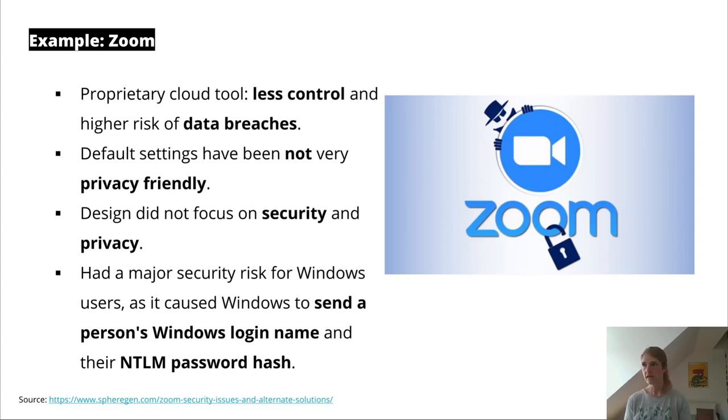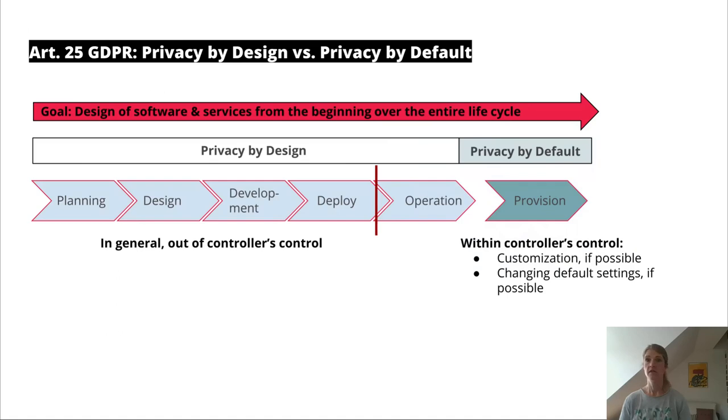So Zoom itself was never focused on privacy, and obviously they haven't implemented privacy by design. So the only angle a company would have when using Zoom is to use the option they have to change default settings, which is then privacy by default. So, the second paragraph of Article 25.